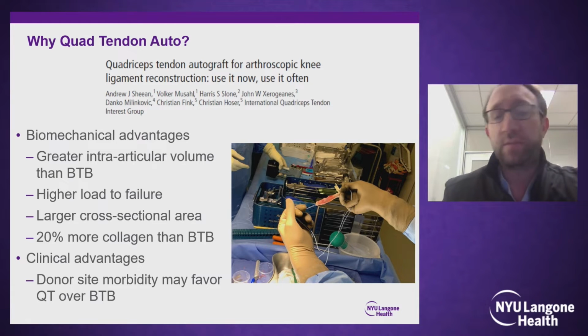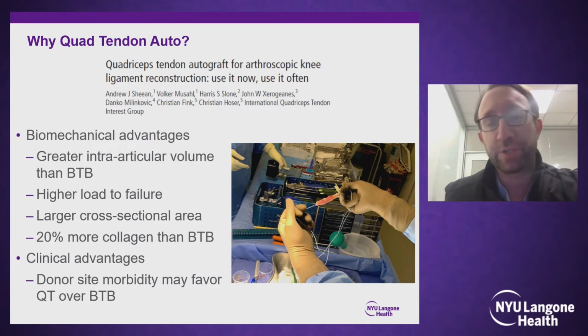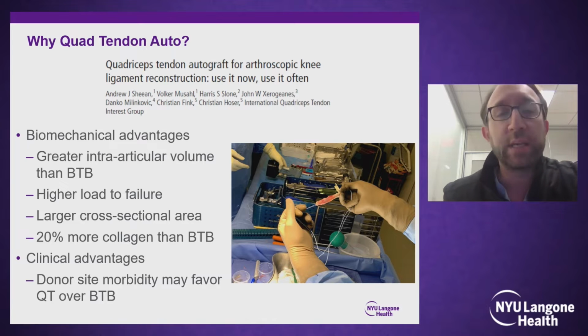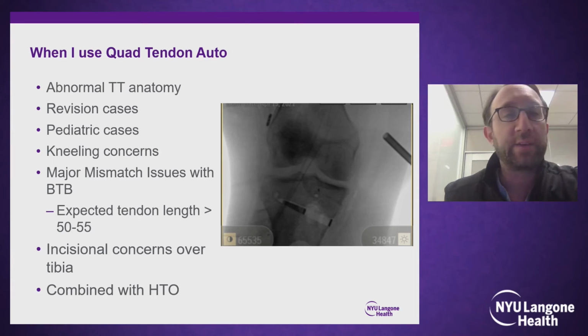So biomechanical advantages have certainly been borne out, particularly with regard to BTB or hamstrings. Obviously, the quad is one big, robust piece of tissue that's going to have a higher intra-articular volume than traditional bone patellar tendon bone autograft. And it's also been proven to have a higher load to failure, a larger cross-sectional area, and more collagen than BTB. Clinical advantages could certainly include less donor site morbidity, and it has been shown in studies to have less morbidity than both hamstrings or bone patellar tendon bone autograft.